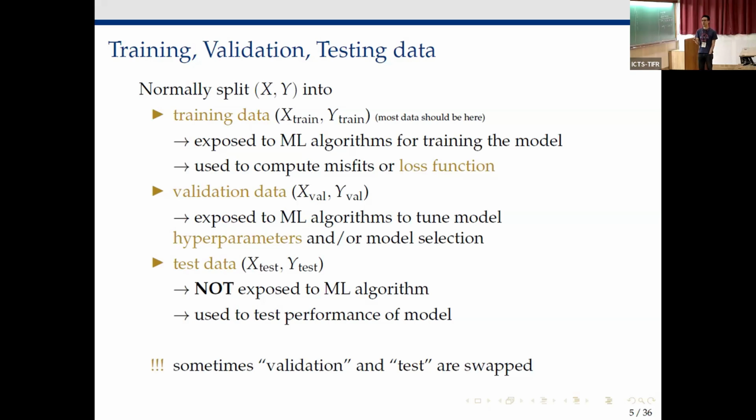Sometimes you might see online the validation and test sets swapped around. But the main thing is you want to hold out some data that the machine learning model has not seen before, and you want to test the skill using that.